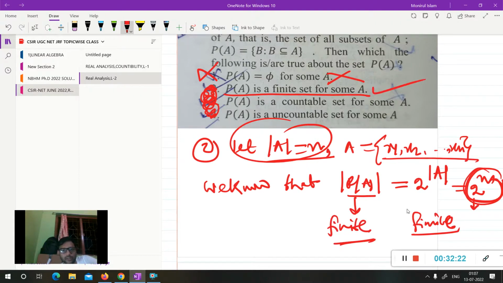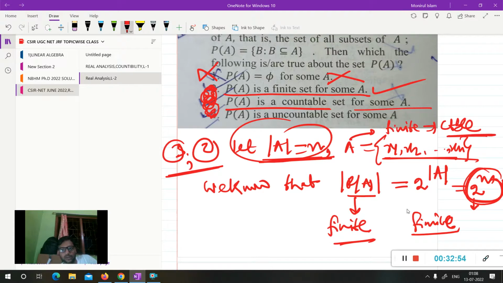Now, is P(A) countable for some A? So we know every finite set is countable. A countable set is either finite or infinite countable, which means there is a bijection from that set to the natural number set. So P(A) is countable if it is a finite set. Suppose I am taking this example, it works also for option 3. So if I take cardinality of A as n, meaning A is a finite set, then P(A) is finite, and finiteness implies countable, because we all know every finite set is countable.